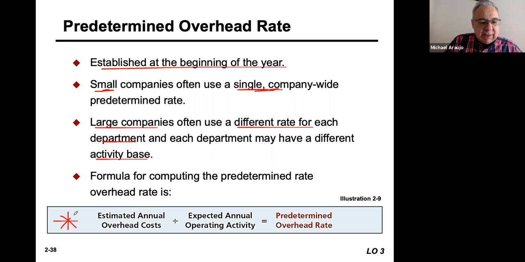Okay, and as you know about formulas, right? Because you got Plankton. Give me the formula, crabs. So you have the annual overhead costs that are estimated, right? Because you have to establish it at the beginning of the year. So you're estimating what the costs are going to be this year. And you divide that by the expected operating activity for the year. Again, it's expected, so you're sort of predicting this as well. That gives you the predetermined overhead rate that we're going to be using here.